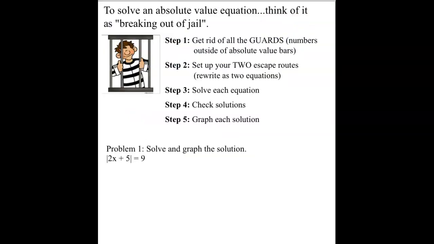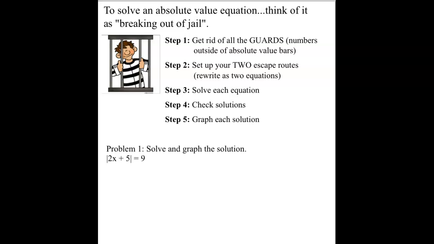Now when we solve equations, or inequalities, that involve absolute value bars, we want to think of the analogy of breaking out of jail. Think of those bars that you see for absolute value as your jail cell bars. Okay? We have to get rid of any guards that would be blocking our path if we're trying to escape. So guards are going to be outside of the bars. So guards will be all of the numbers in an inequality or equation that are outside of the absolute value bars.